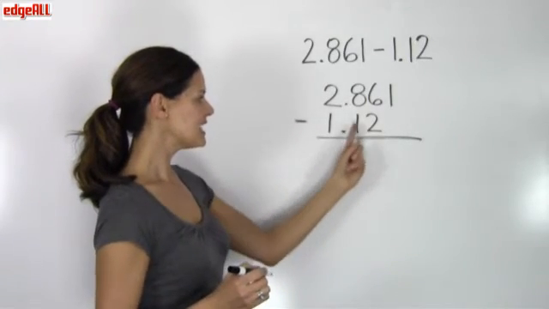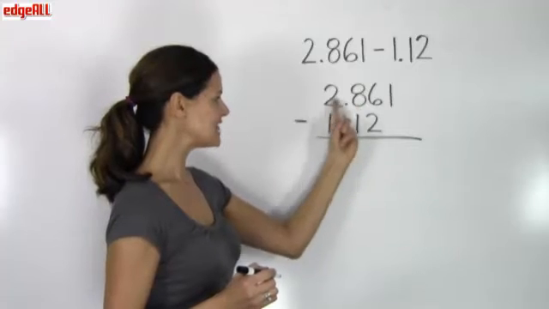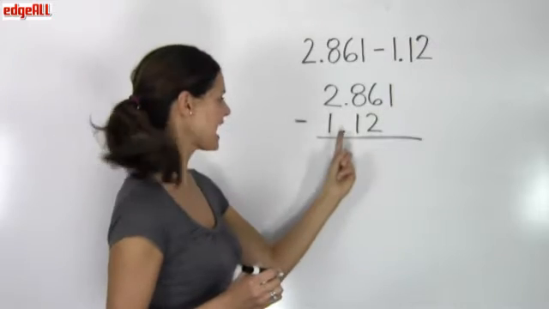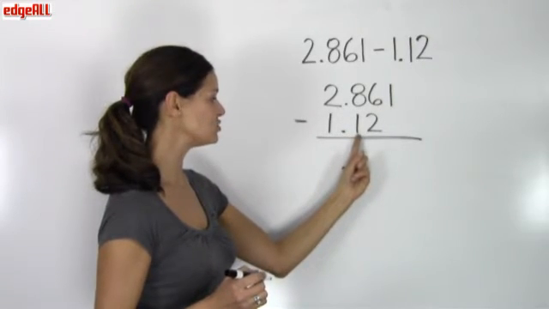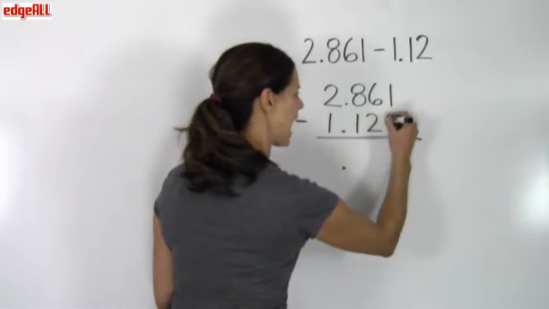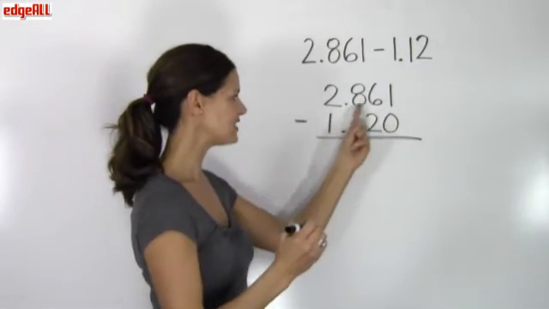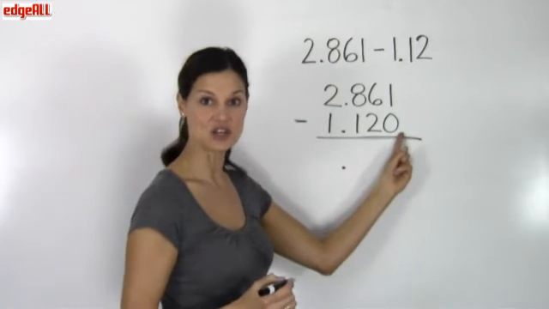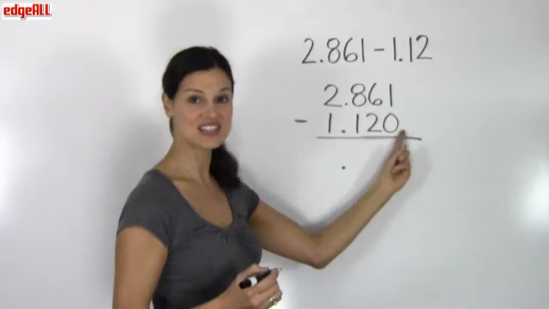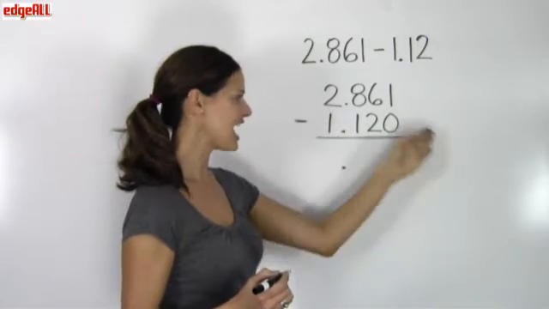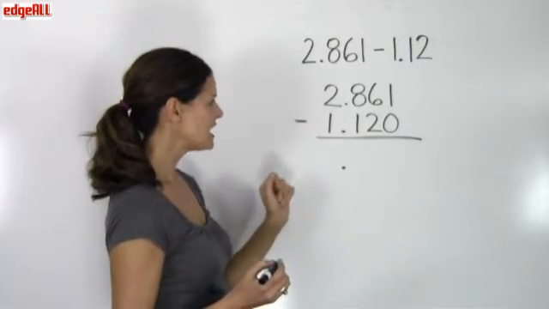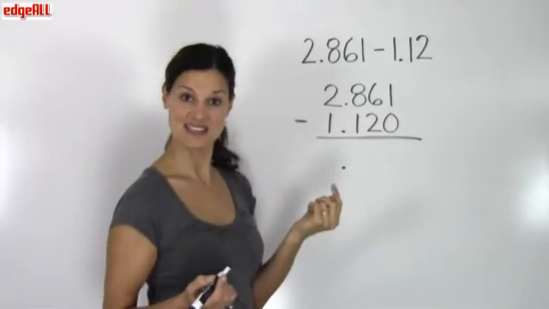And secondly, I want to look at the fact that this number has 3 digits after the decimal place, and my second number here only has 2 digits after the decimal place. And so I am going to add a 0 here so that I have the same number of digits after each decimal place. And remember that it's fine, it does not change the number, to add a 0 to the end of a number to the right of the decimal point. So then I just go through and I do my subtraction.